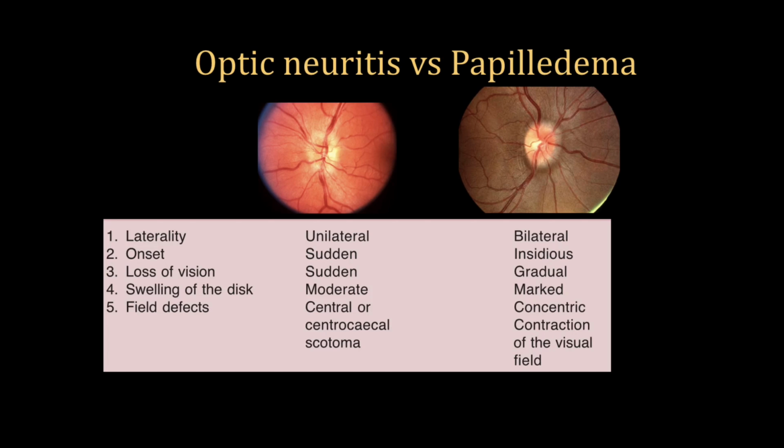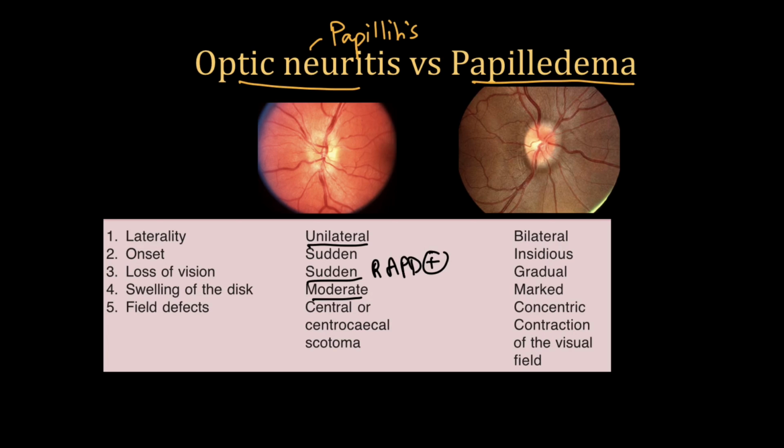A patient is presenting to me with optic neuritis versus a patient presenting to me with papilledema. What are the differences? See, optic neuritis, to be more precise here, the type is papillitis. The patient complains of pain. That's a painful, sudden, defective vision, which is unilateral mostly. RAPD is going to be positive, the relative afferent pupillary defect, which means the optic nerve is inflamed, and there's going to be just a moderate swelling of the disc.